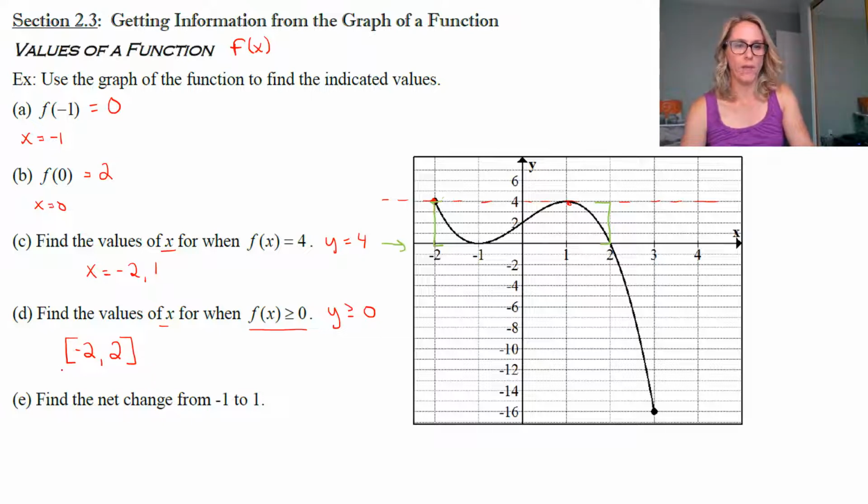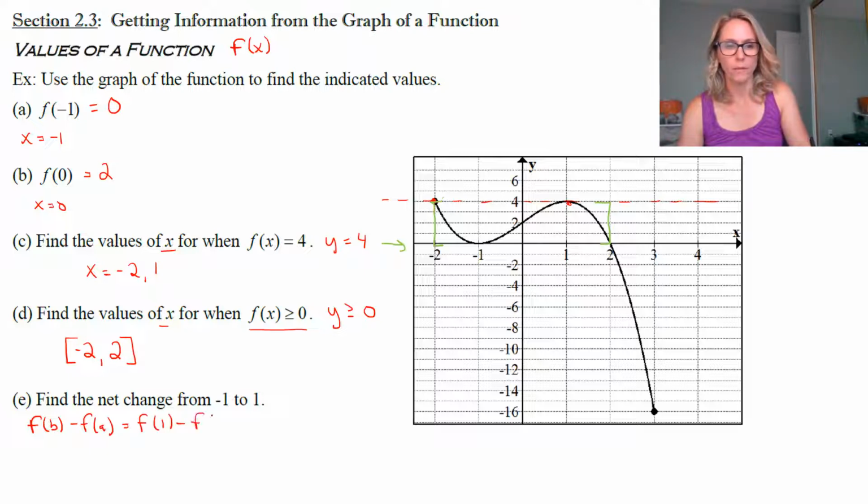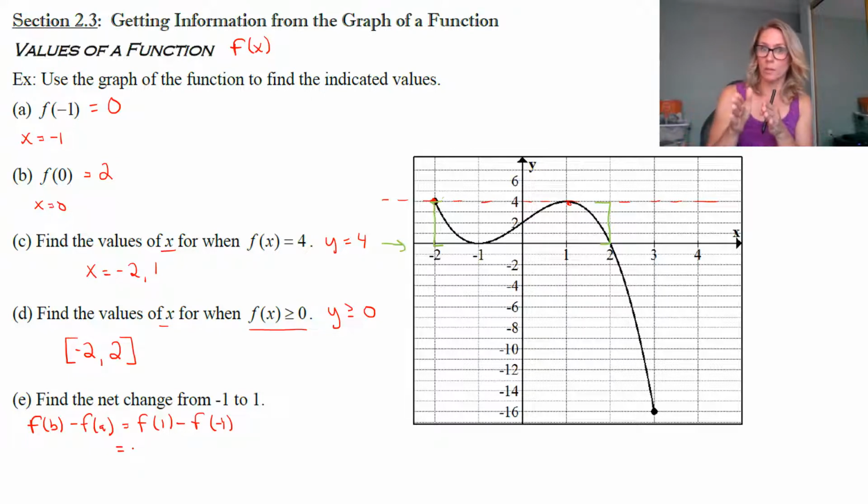And then we have one more question. Find the net change from -1 to 1. You might remember net change. We've talked about it. It's coming back so you don't forget it. The net change is found just by doing f of b minus f of a, in case you've forgotten. Remember that b is the larger of the values and a is the smaller. So that is f of 1 minus f of -1. Go ahead, you can pause, and find those two values. Again, you're using the graph. You don't have anything to plug it into. So use the graph, find the correct y values, and then subtract them.